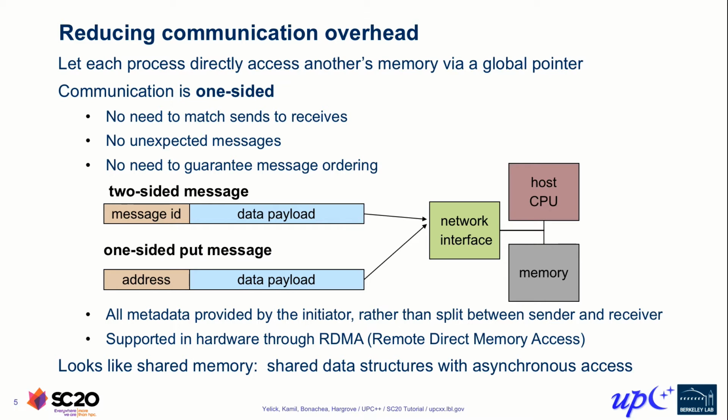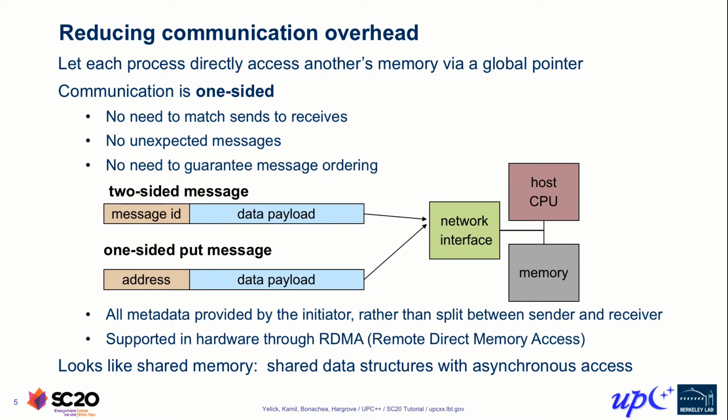So to give you a little bit better idea of this, we'll look at this little cartoon of what a two-sided versus one-sided message looks like. In both cases, you're sending some data from one process to another process. And the other process has a network interface, it's got a CPU and some memory. In a two-sided message, there's some metadata, which I've approximated here by saying it's a message ID. There may be other information about what communicator it's part of if you're in something like MPI, or other information about the sender and things like that. That metadata is sent along with the data payload to the other processor.